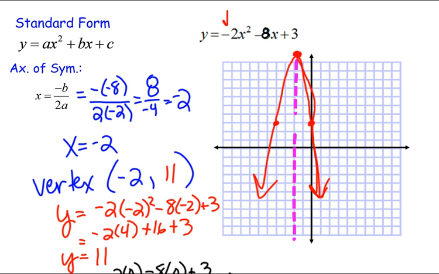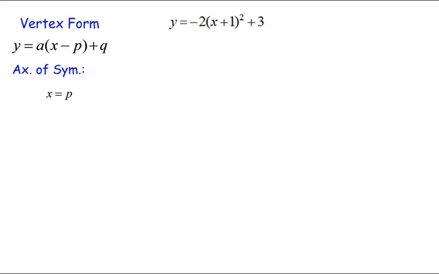I had a clue that this was going to go upside down when I saw that negative out in front. When I see the negative out in front, that gives me a good hint that this is going to go upside down like a frown. Same thing here. This one's going to go upside down as well because of the negative in front of the 2 out in front.